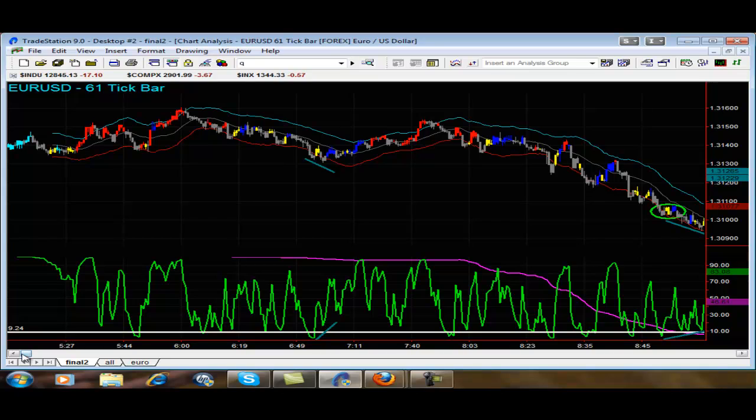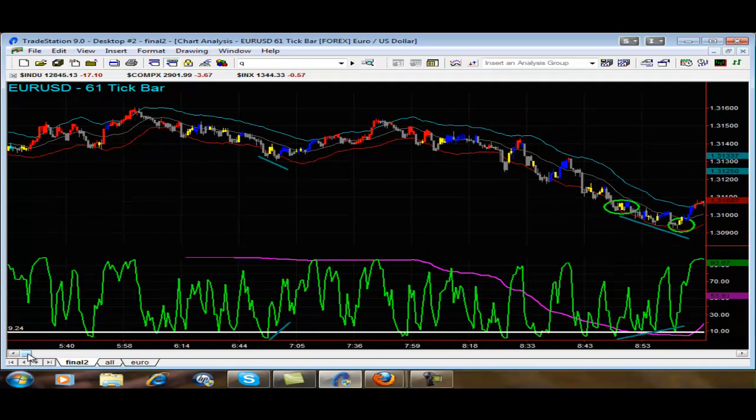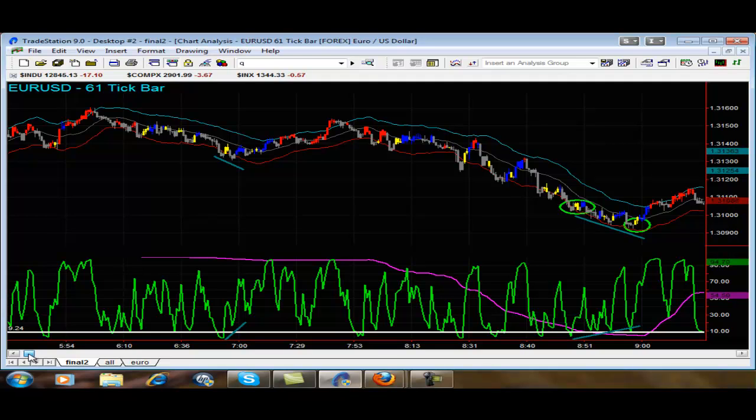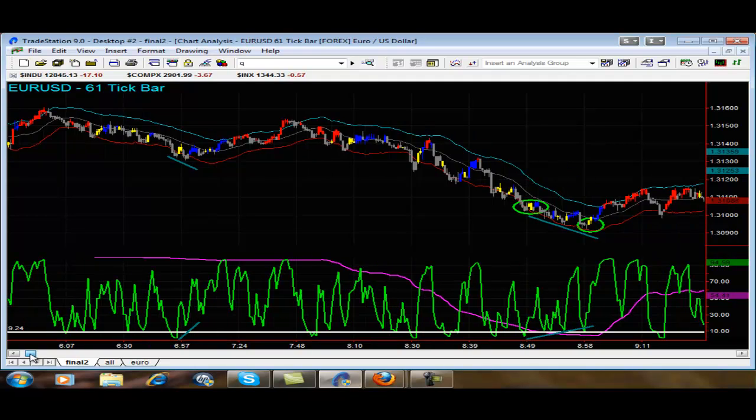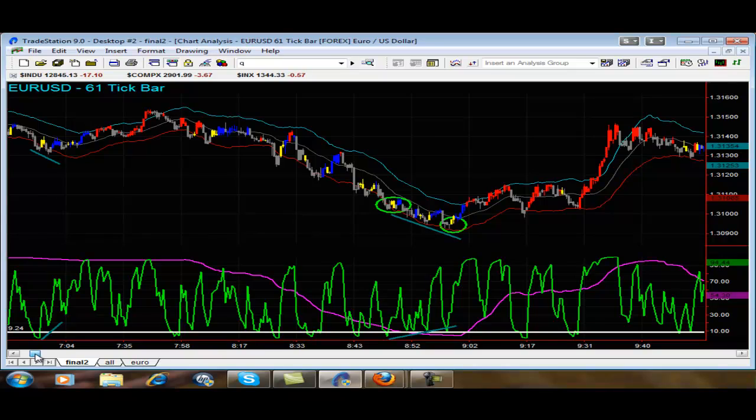Hello traders, we're going to look at the Euro USD on a 61 tick chart for a few days' worth of entries. I'm going to start here at the beginning of where our ribbons start, and I'm just going to move forward real slow and show you our entries.